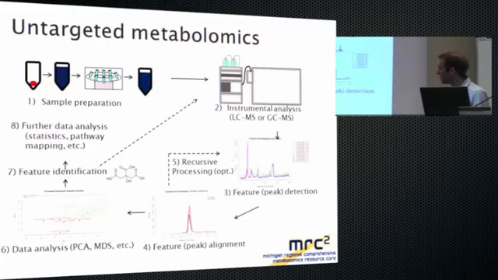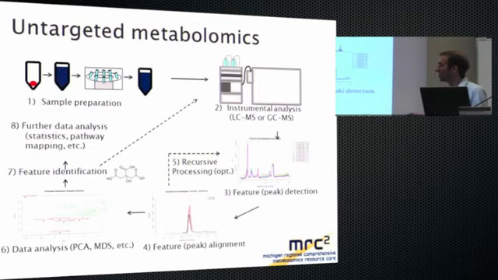So we'll do feature detection. We'll try to find what features are in common between the samples so that we can quantitatively compare them. We may do recursive processing to help find as many features as possible and make sure that the data is quantitatively as reliable as possible. We'll do data analysis. Often that'll start with some sort of separation by multivariate analyses, PCA. Others will tell you more about this.